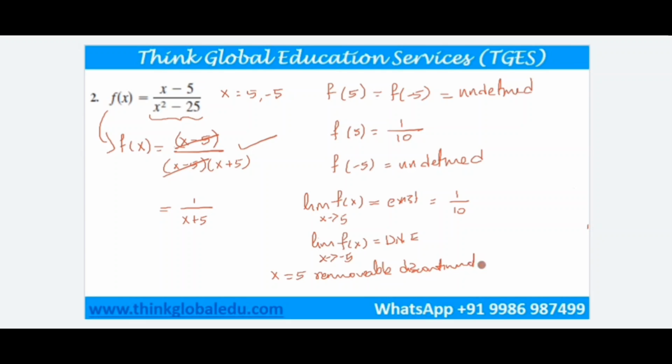What happens at the next point, x equal to -5? The problem caused by that particular point is not removed. Even after simplification, we are getting an undefined value for f of -5, or the limit does not exist, which makes this a non-removable discontinuity.